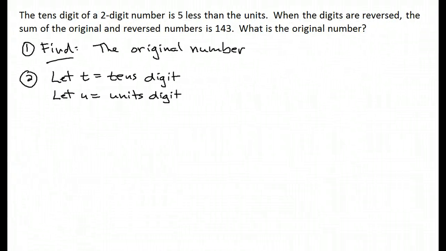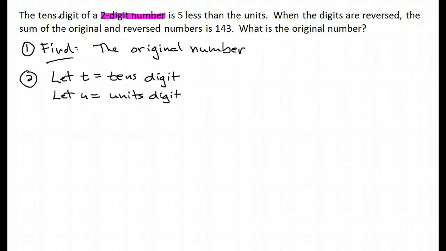Here's our next problem. The tens digit of a two-digit number is 5 less than the units. When the digits are reversed, the sum of the original and reversed numbers is 143. What's the original number? Okay, now again, when you see that you've got a two-digit number, most likely you're going to have let statements, let t equal the tens digit, let u equal the units digit.